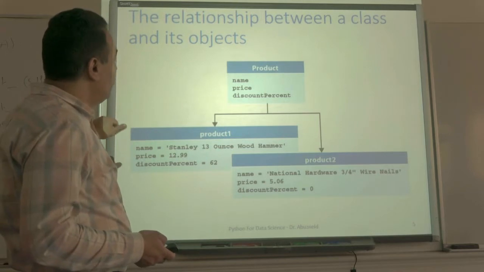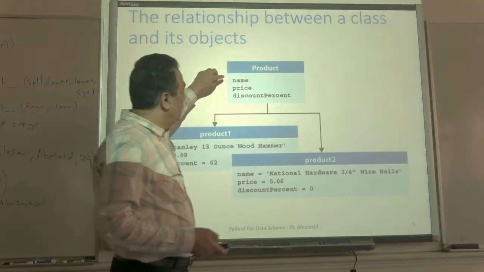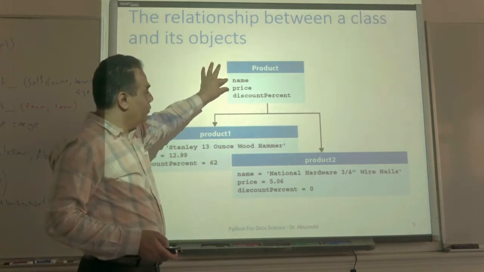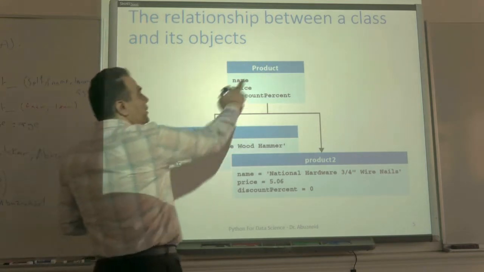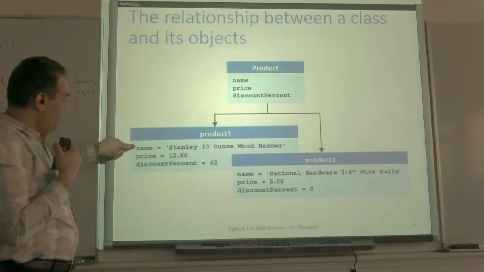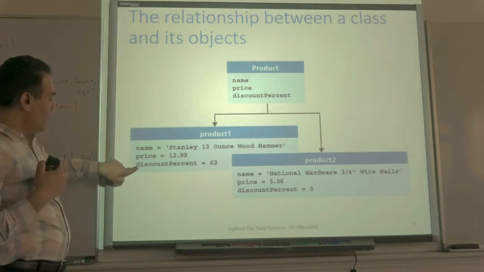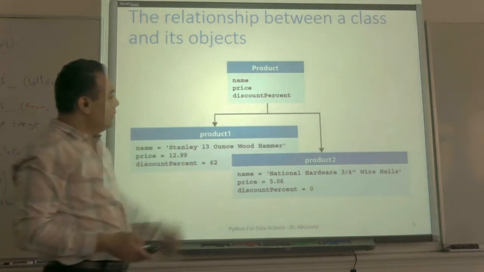So basically, in here, we create an object, which will have attributes and methods. As an example, product one is an object of a class product. It has the name, the price, and the discount. This is another attribute. So three attributes, right?